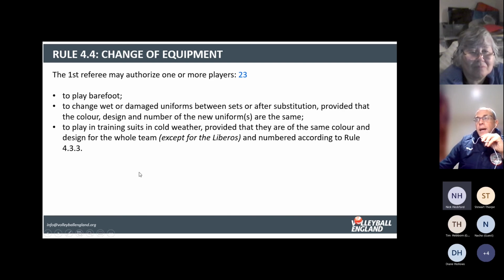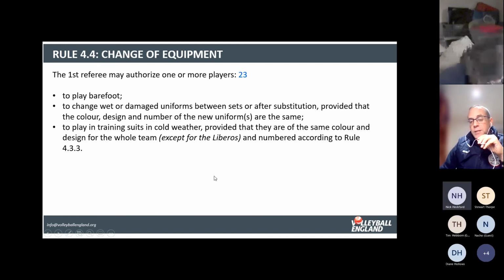Change of equipment. The referee may authorize one or more players to play barefoot if they wish. To change wet or damaged uniforms between sets or after substitution, i.e. not on the court and not in view of the spectators, provided the colour and design and number of the new uniforms are the same. Okay, and also in cold weather to play in training suits, as long as they are of the same colour as the design for the whole team and they are numbered accordingly. So there is a bit of dispensation there.